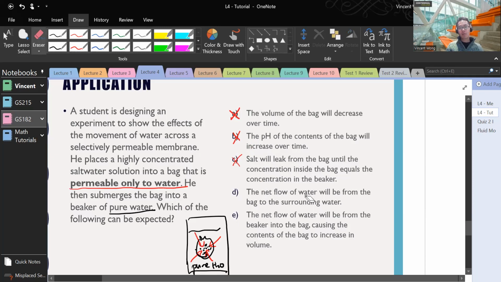The net flow of water will be from the bag to the surrounding of the water. That's not true either, right? Because you have all the salt inside, the water is supposed to come in. So the net flow of water will be from the beaker into the bag, causing the content of the bag to increase in volume. That is the correct answer.